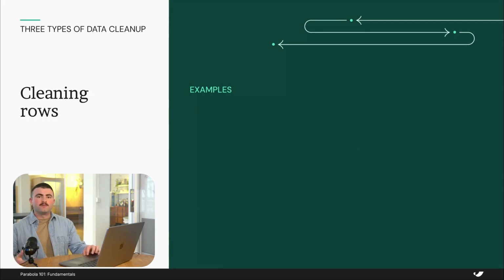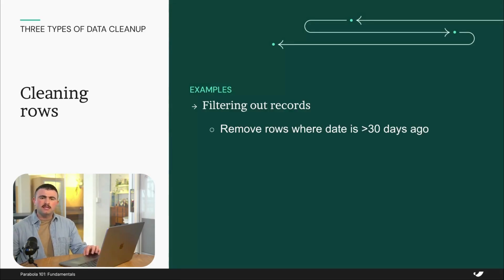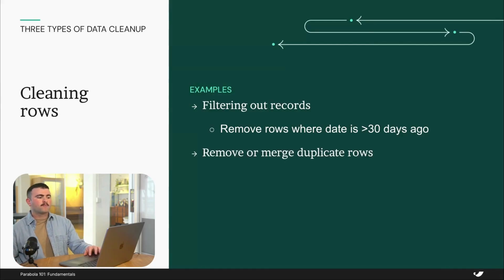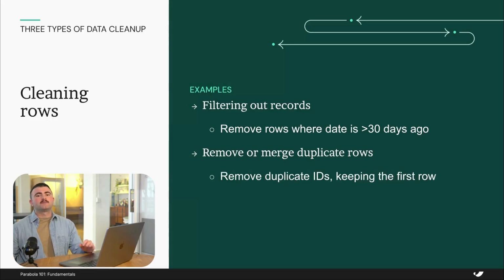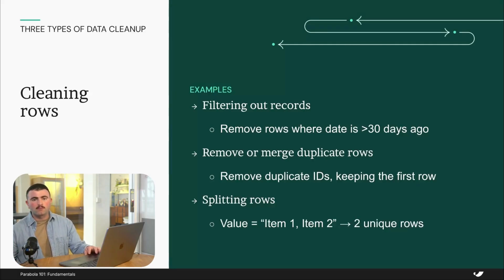We also have the ability to clean rows of data, which often looks like filtering out records we don't need, such as removing records that are older than 30 days, or maybe removing or merging duplicate rows together. Oftentimes, if we have a whole bunch of repeating emails or IDs, you might want to just keep the first record in your data set that has that unique value. You also might want to do something like splitting rows apart, where if you have a comma-separated list, maybe you want to split each of those values into its own row or its own column.